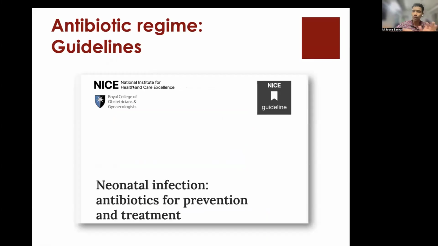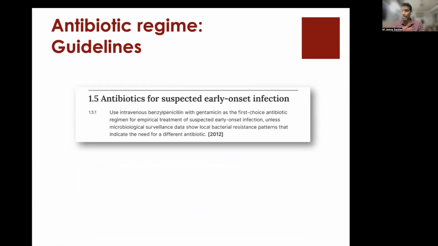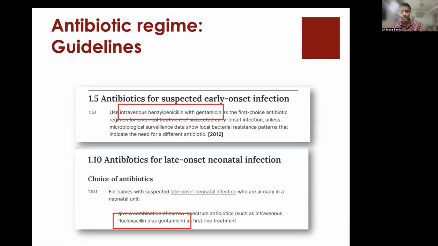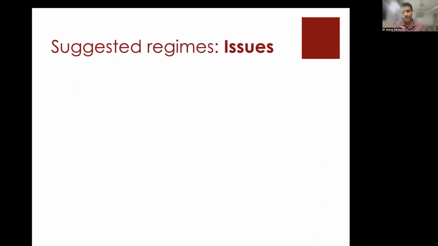That's the WHO guidelines. Now, what about high-income countries? These are the NICE guidelines by the United Kingdom, on neonatal infection, antibiotics for prevention and treatment. If you look at the recommendations for suspected early onset sepsis, the NICE guidelines recommend benzylpenicillin with gentamicin as first choice antibiotic. And for late onset sepsis, because they see more coagulase-negative staphylococci, they usually start flucloxacillin plus gentamicin as first line for late onset sepsis. That's the recommendation by the NICE guidelines.